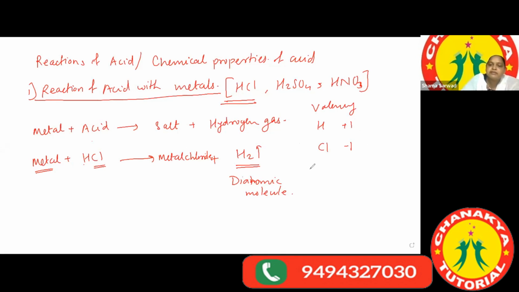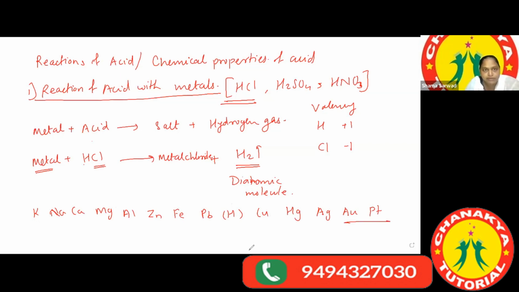Right. So for the metals, suppose, I think I gave you that sequence, na? K, Na, Ca, Mg, Al, Zn, Fe, Pb, H, Cu, Hg, Ag, Au, Pt. Right? Among these you need to ignore some, because these are the noble metals. They do not react at all. So we are not going to see the reaction for gold and platinum, the noble metals.